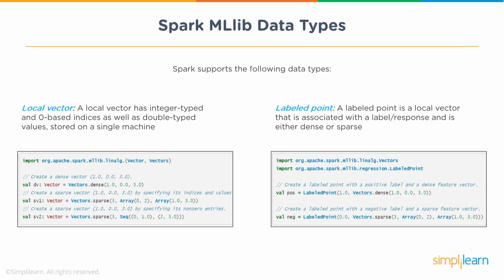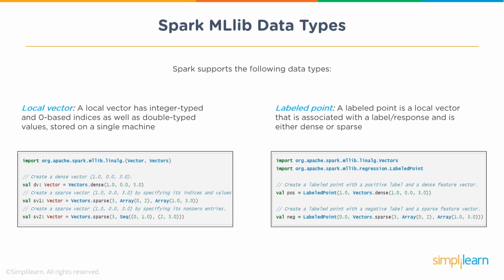Just remember that a vector is also like a list, but a list arranged vertically. A dense vector is backed by a double array representing its entry values. But a sparse vector is backed by two parallel arrays, that is indices and values. For example, you can have a vector with values 1.0, 0.0 and 3.0. In dense format that is 1.0, 0.0, 3.0. In sparse format it could be 3, then an array of 0, 2 and an array of 1.0 and 3.0, where 3 is the size of the vector.